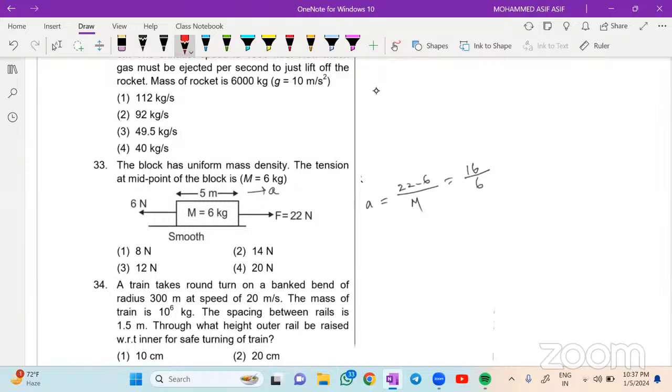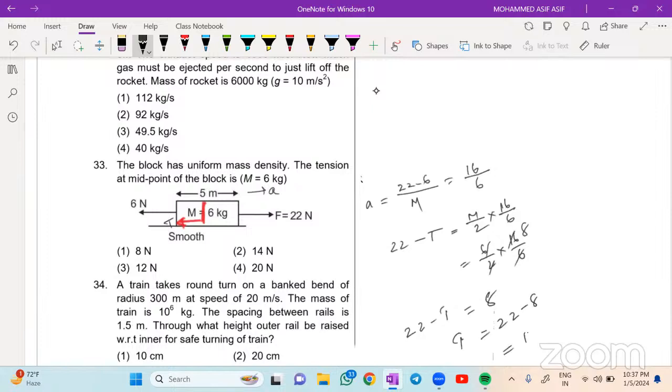Now if I'm talking about somewhere here, the tension in this body is acting in this direction, opposite to that one. So I can write here 22 minus T, tension here is T, will be equal to your mass, at the center the mass will become m by 2, into acceleration. Acceleration will be equal to 16 divided by 6. So this is 6 divided by 2 into 16 divided by 6. Isn't it? So 22 minus T is equal to, this and this will get cancelled. This one will become 8. So the T value will be equal to 22 minus 8. 22 minus 8 is 14 newtons.